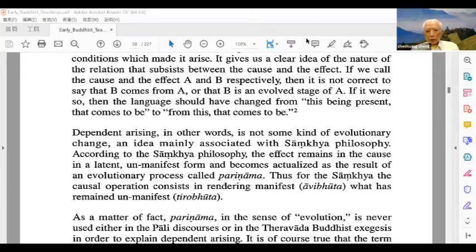Because Samkhya philosophy is always mentioned in Buddhist sutras or sastras, we must have a better understanding of the Samkhya philosophy.